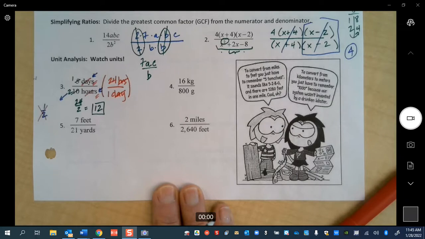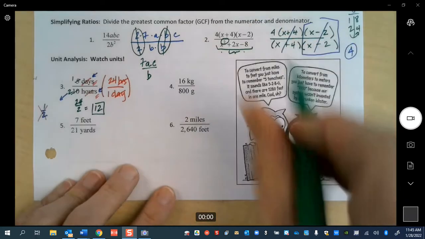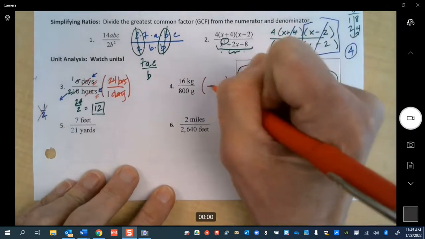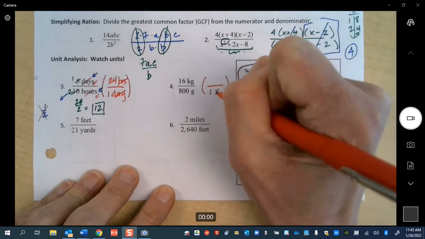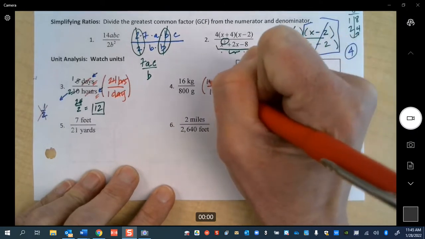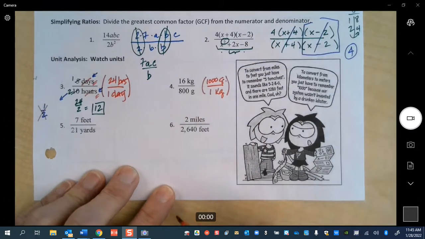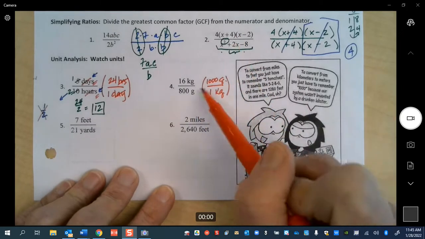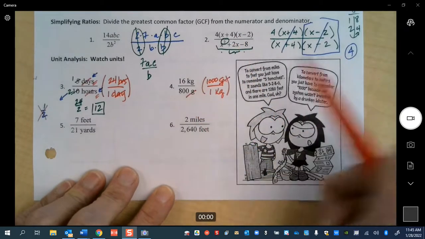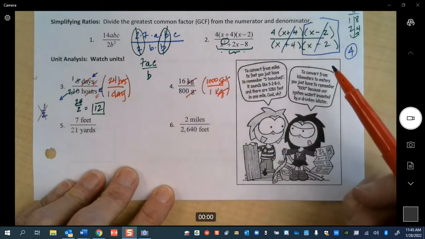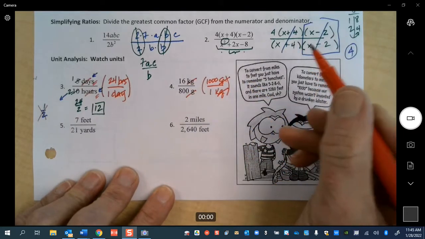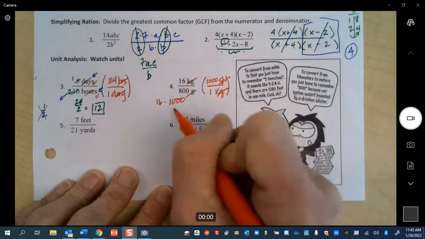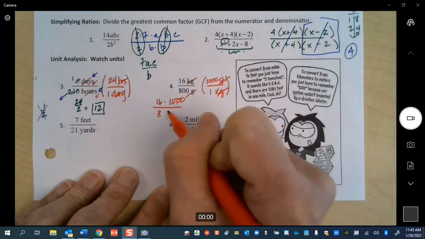So there are a couple conversion factors that we expect you guys to be able to know. When we're talking about the metric system, in 1 kilogram, there are 1,000 grams. And I know that grams goes in my numerator because I need these units to cancel out. So if I want to then look at how I'm going to divide this, I've got 16 times 1,000 over 800.